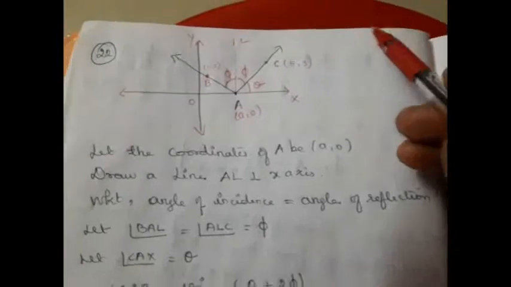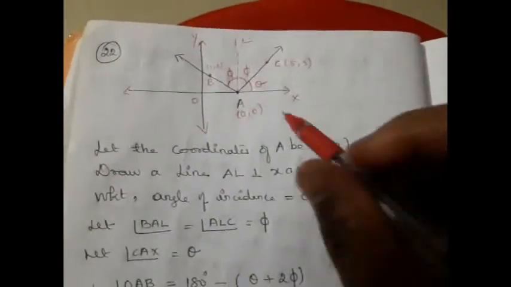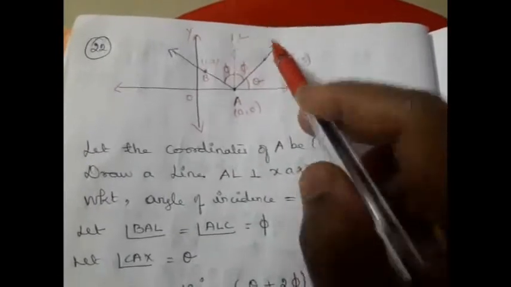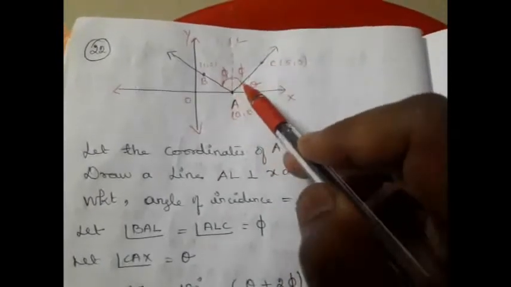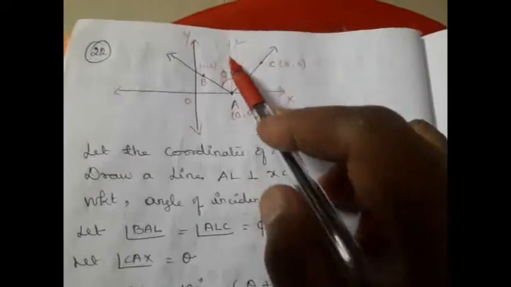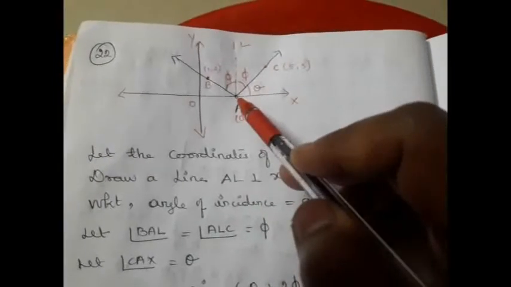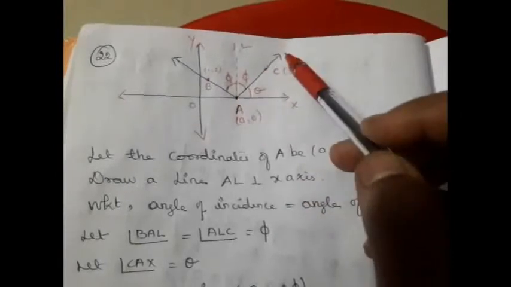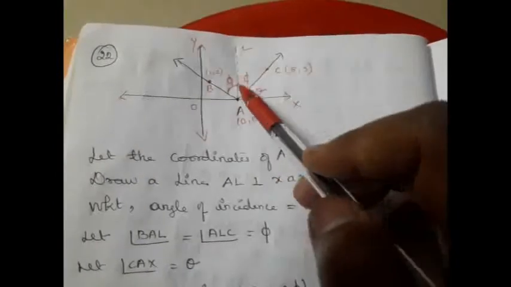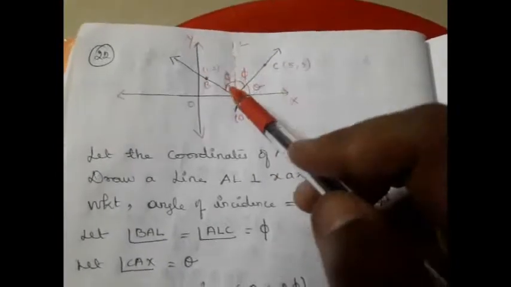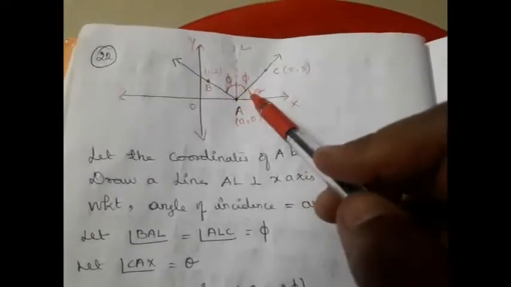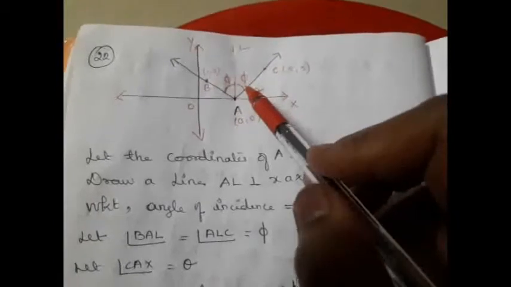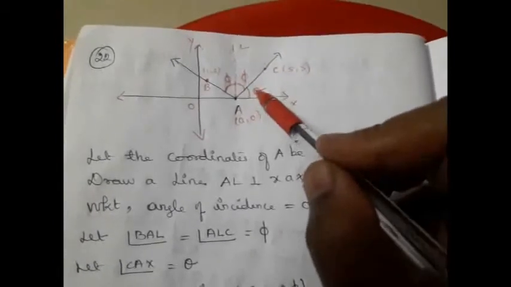And we know the angle of incidence is equal to the angle of reflection. That's why we have assumed these two angles are equal after drawing a perpendicular line, right? So we have drawn a perpendicular line here. Therefore, this angle will be equal to this. We have taken this as phi. Therefore, this will also be phi. And we have taken this angle as theta.